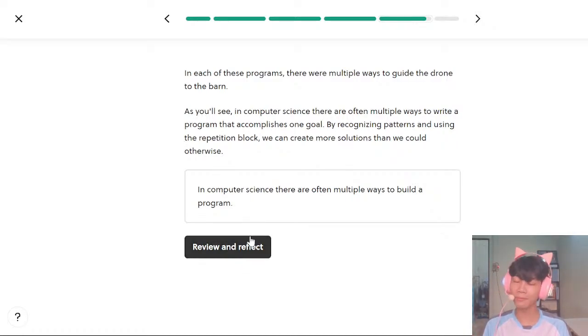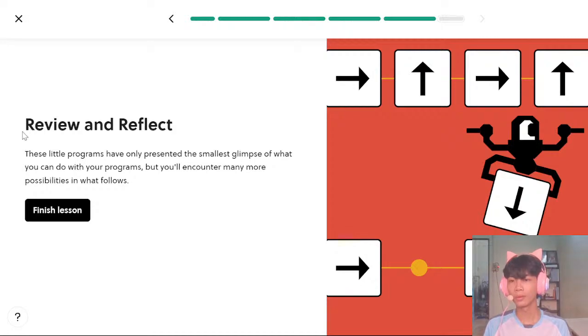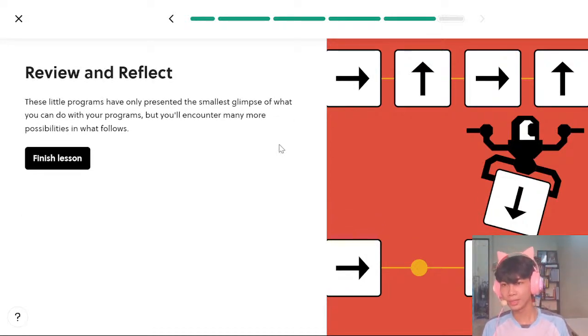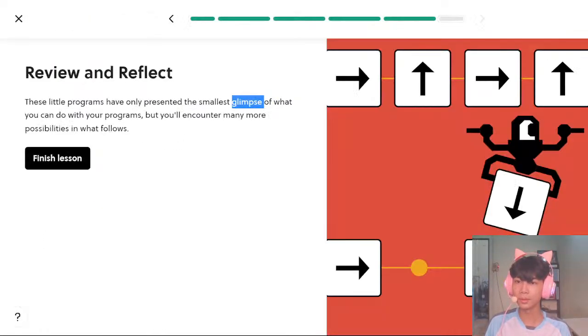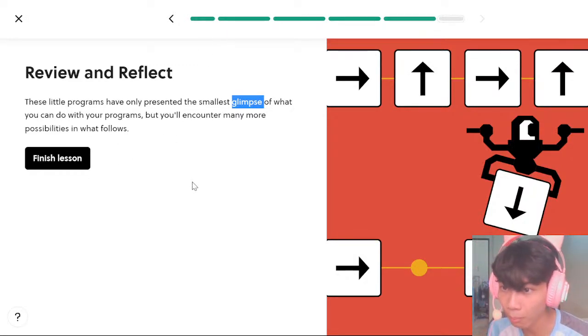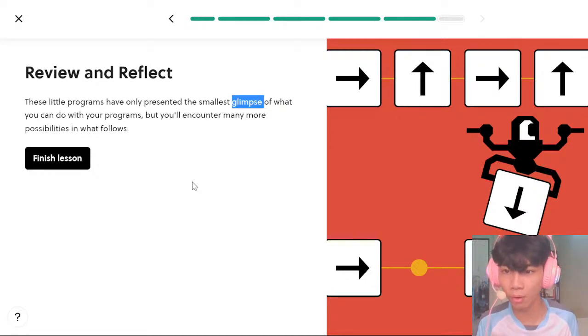Okay, we have already done review and reflect on this topic. Review and reflect. These little programs have only presented the smallest glimpse of what you can do with your programs, but you'll encounter many more possibilities in what follows.